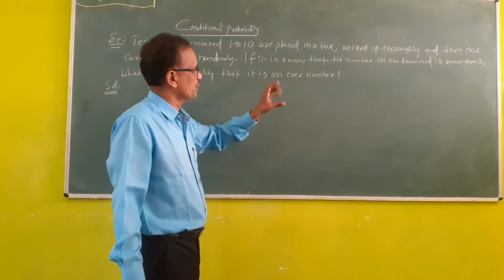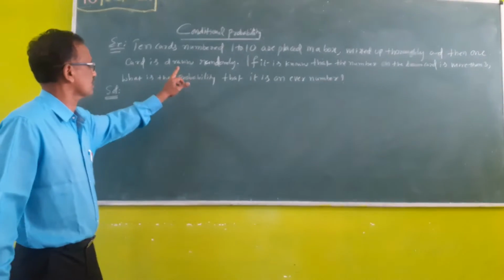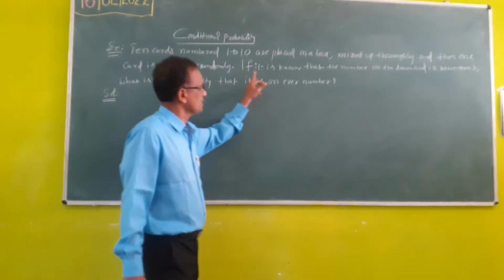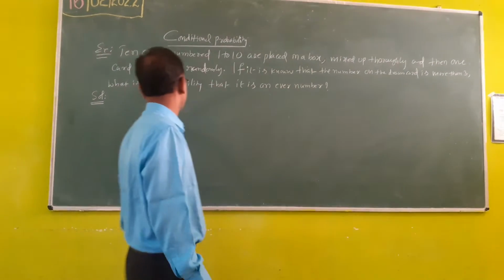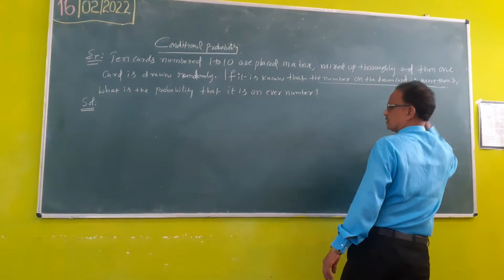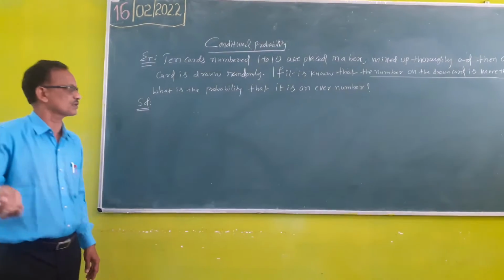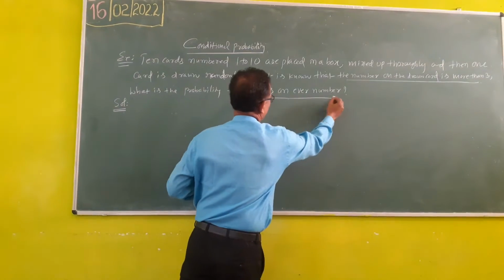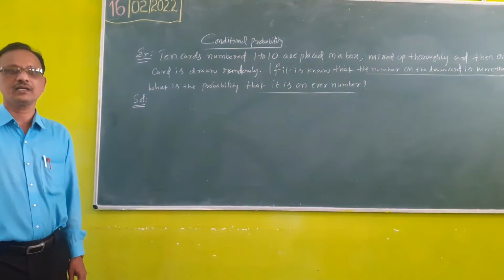box and mixed up, and then one card is drawn randomly. Okay, right. So if it is known that the number on the drawn card is more than 3, so this event happened first. Okay, it is known that that happened first. Then the second event is this: an even number. What is the probability that the card is an even number?